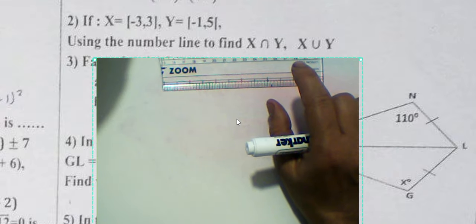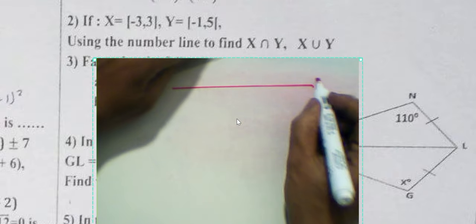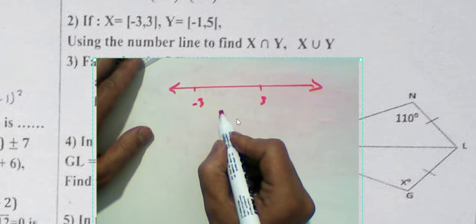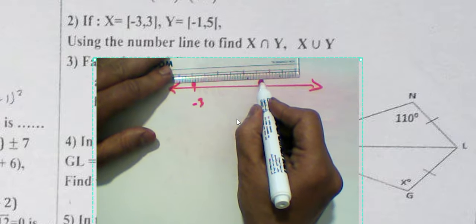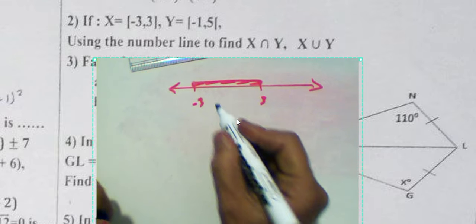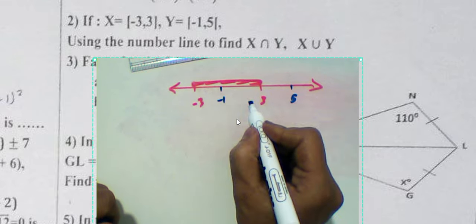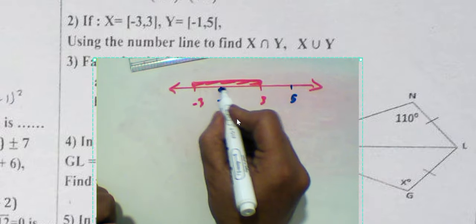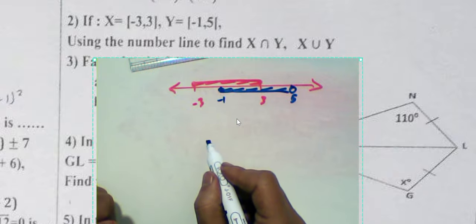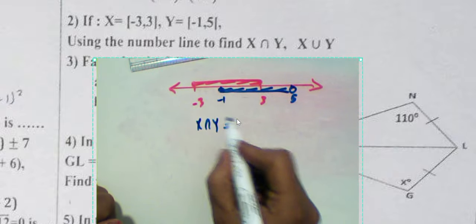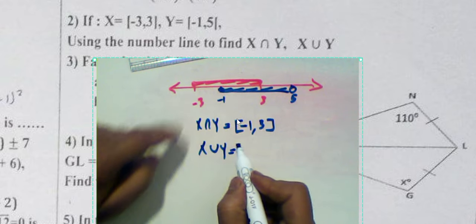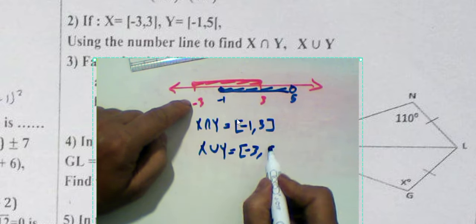First step, I will draw here a number line, and the first interval from -3 to 3, -3 closed and 3 closed like this, and the other interval from -1 to 5, -1 closed and 5 opened. Now I will find x intersection y, the intersection between them equals -1 closed to 3 closed, and the union between x and y from left hand side to right hand side is -3 closed and 5 opened.